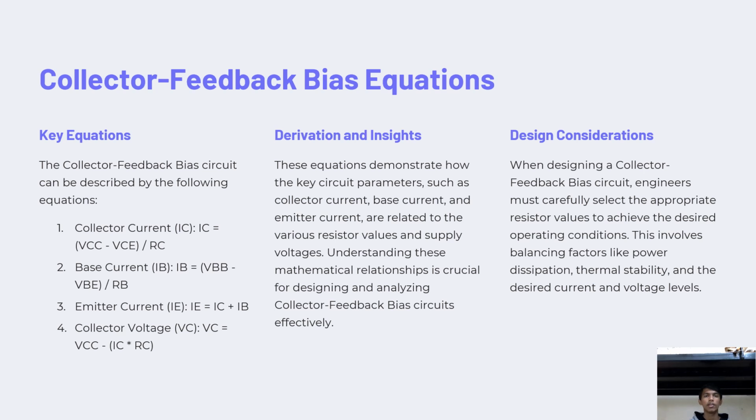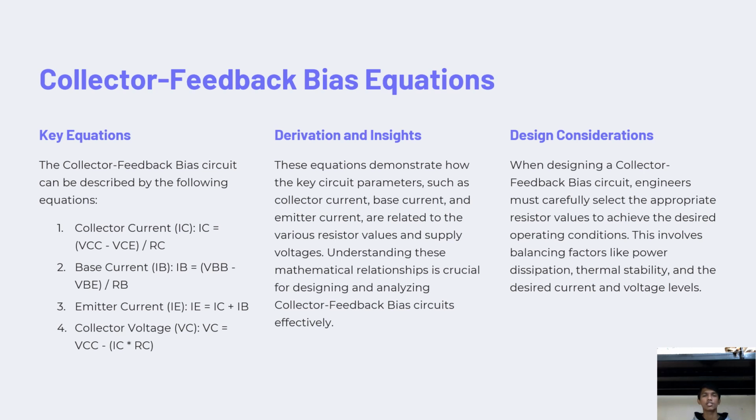Collector feedback bias equation. Key equation. Collector feedback bias circuit can be described by the following equation. Collector current IC is equal to (VCC minus VCE) by RC. Base current IB is equal to (VBB minus VBE) by RB. Emitter current IE is equal to IC plus IB, and the collector voltage VC is equal to VCC minus IC into RC.